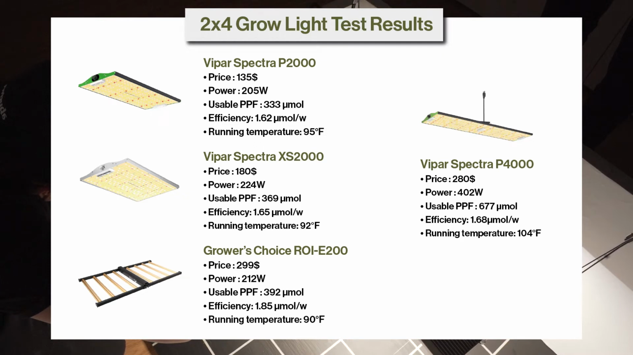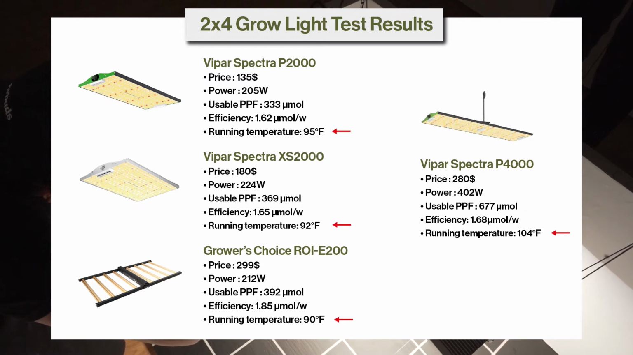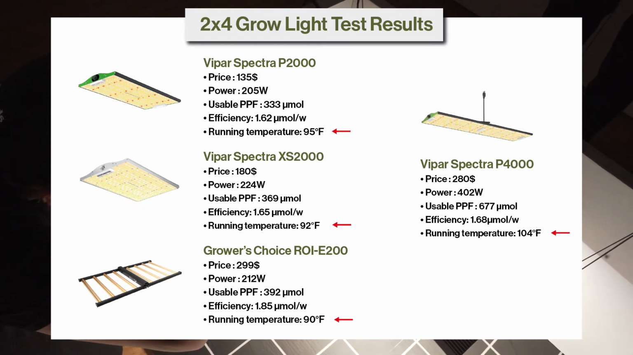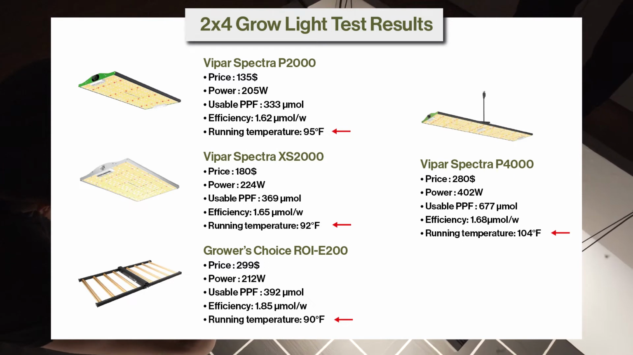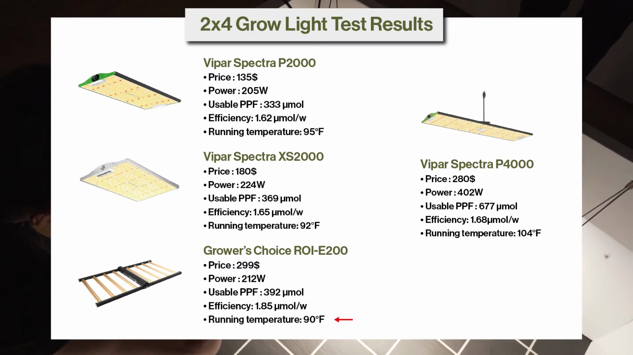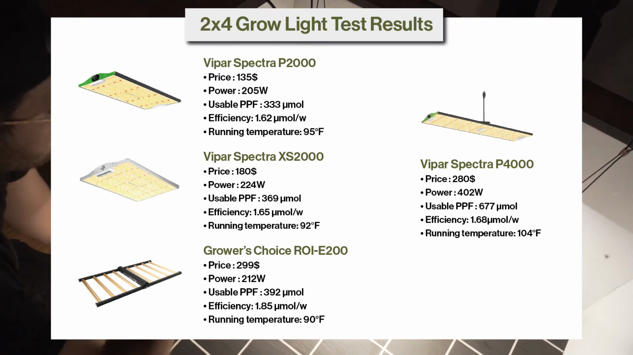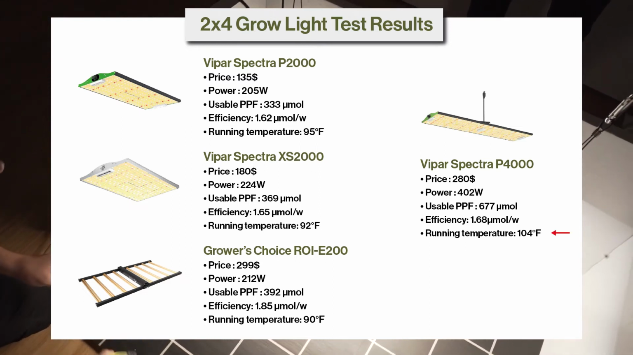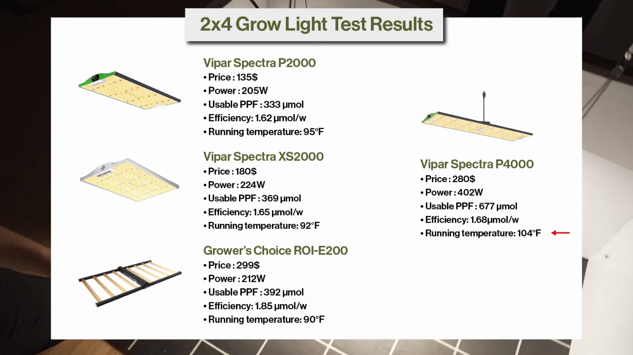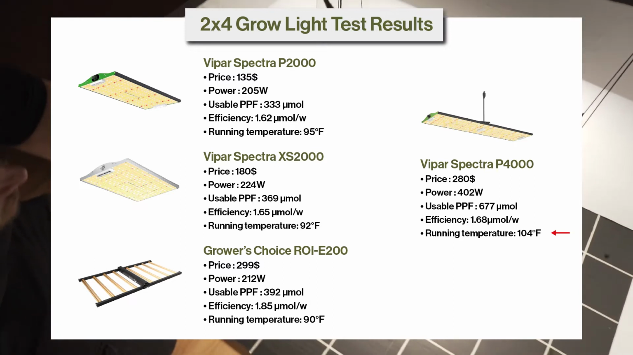Let's take a quick look at our operating temperatures. After 1 hour inside of a grow tent, with all doors closed and without any ventilation system, each fixture temperature is slightly different. The ROI-E200 runs a little bit cooler than the XS2000 and P2000. But if we look at the P4000, it's getting really hot in there, so if you plan on going with this option, make sure you have a proper cooling system.